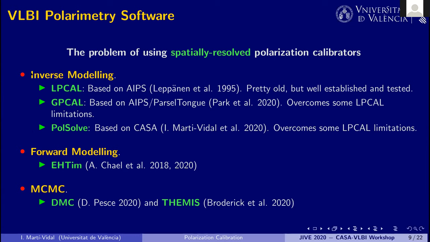All these softwares are based on inverse modeling, which is the CLEAN style, where we retrieve the model directly from the data. Whereas you have also other alternatives with forward modeling, which is like the maximum entropy approach, where you start with a model and then you approach the model to the data. There are other alternatives which have nothing to do with inverse or forward modeling, which is Markov chain Monte Carlo sampling, where you basically use the brute force approach of sampling the whole parameter space. And there are also two very, very new softwares that can handle this.